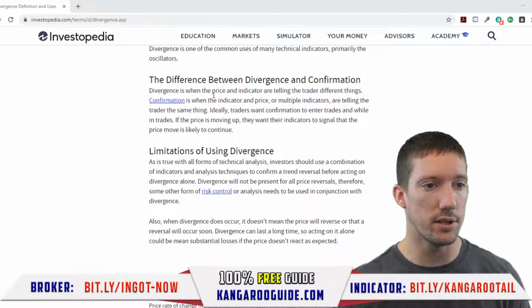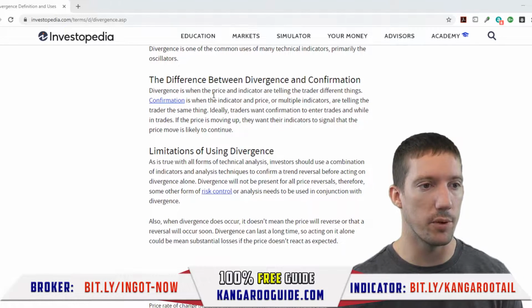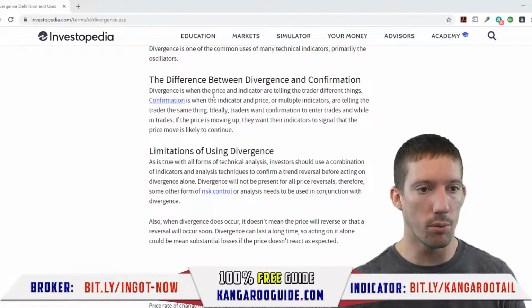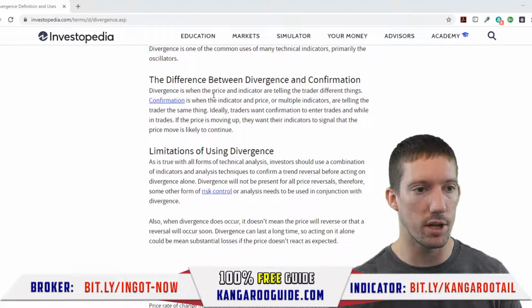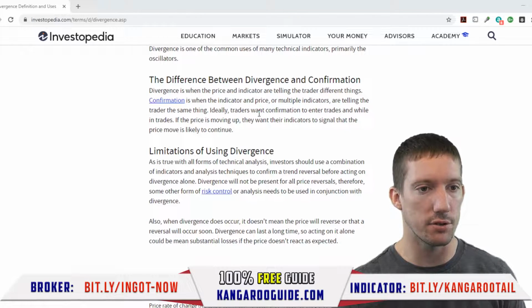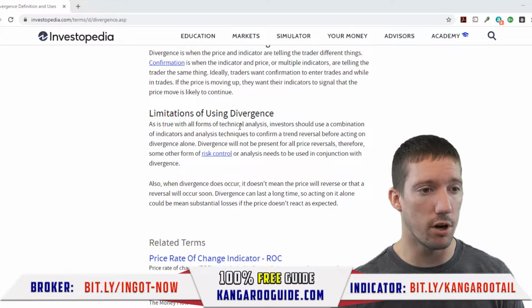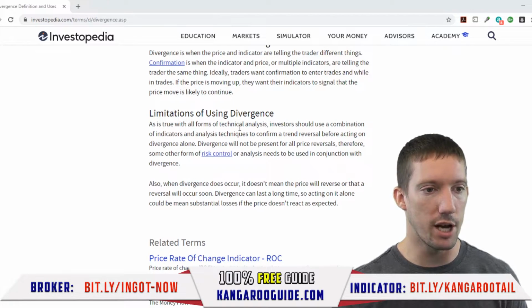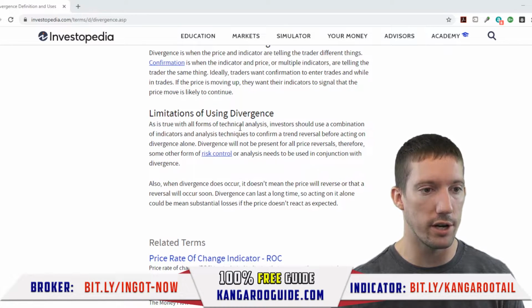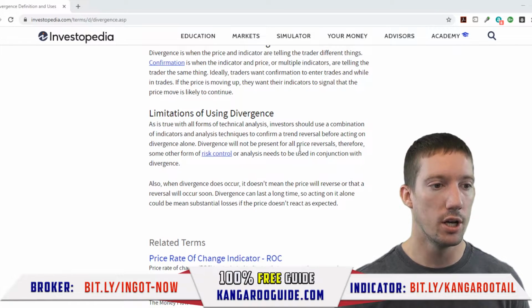Divergence is when the price and indicator are telling the trader different things. Confirmation is when the indicator and price, or multiple indicators, are telling the trader the same thing. Ideally, traders want confirmation to enter trades and while in trades. If the price is moving up, they want their indicators to signal that the price move is likely to continue. As is true with all forms of technical analysis, investors should use a combination of indicators and analysis techniques to confirm the trend reversal before acting on divergence alone. Divergence will not be present for all price reversals, therefore some other form of risk control or analysis needs to be used in conjunction with divergence.